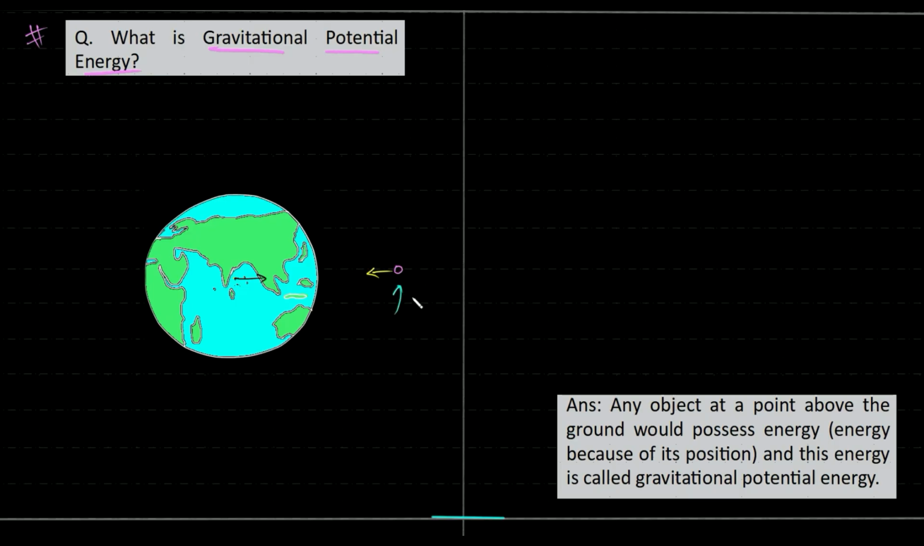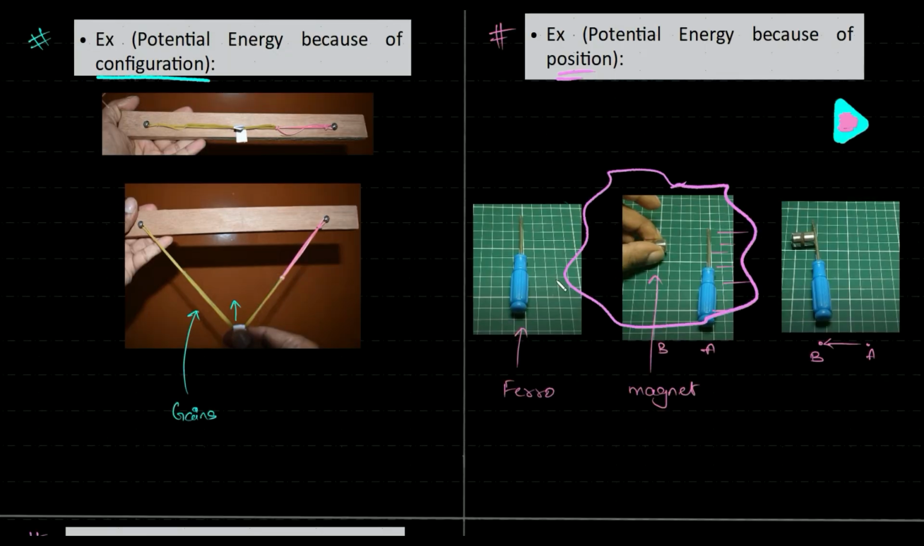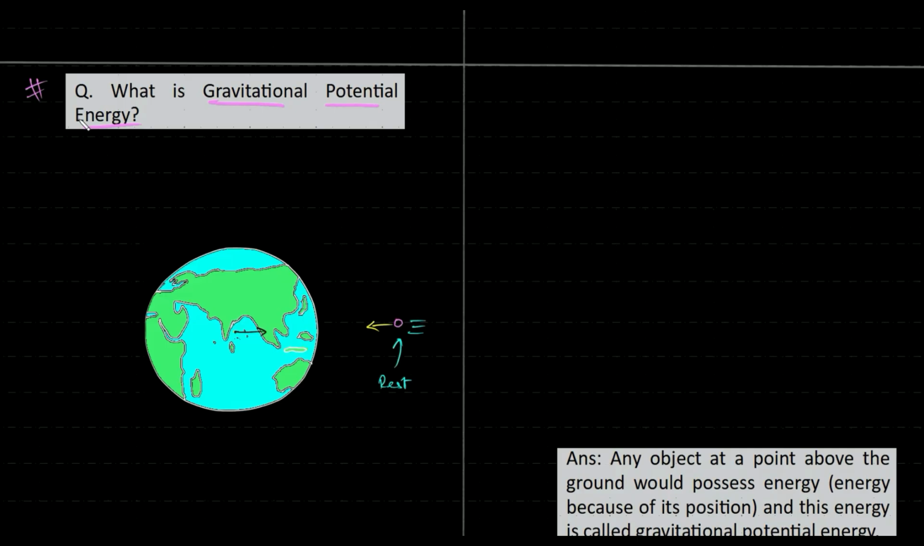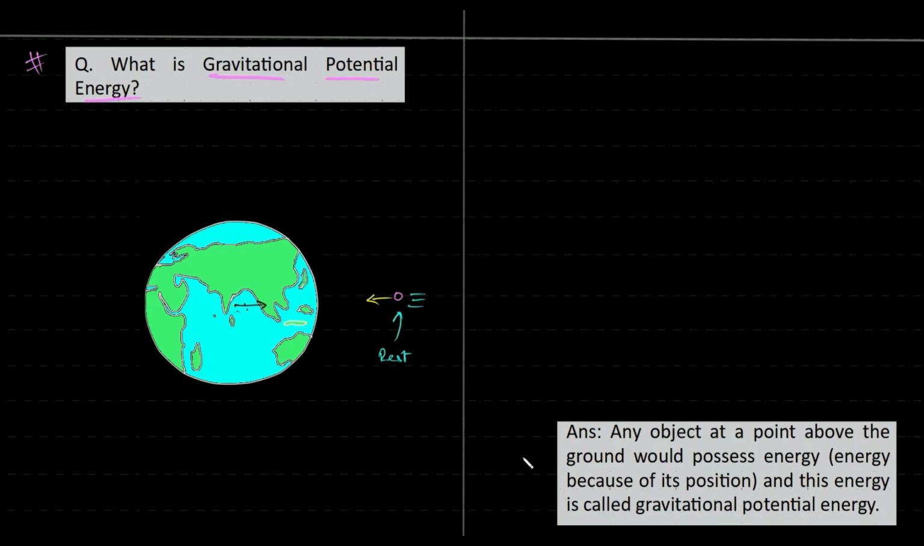So basically, it has some energy. An object which was at rest, if it starts moving, what does it mean? Something is working on it. So what is that something? That is nothing but your gravitational potential energy. So this is in ways your magnetic potential energy, right? Potential energy because of position in the presence of gravity. And that's your gravitational potential energy. As a definition, any object at a point above the ground would possess energy. And this energy is called gravitational potential energy. Make sense? It's a very easy definition.